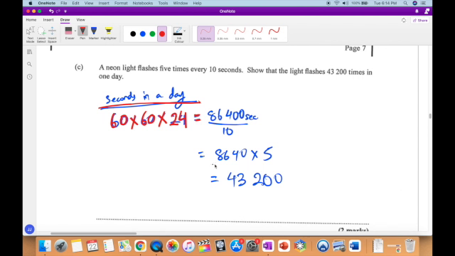And there are 8640 10-second segments in a day. And in each 10-second segment, the light flashes 5 times. So times 5 gets you this.